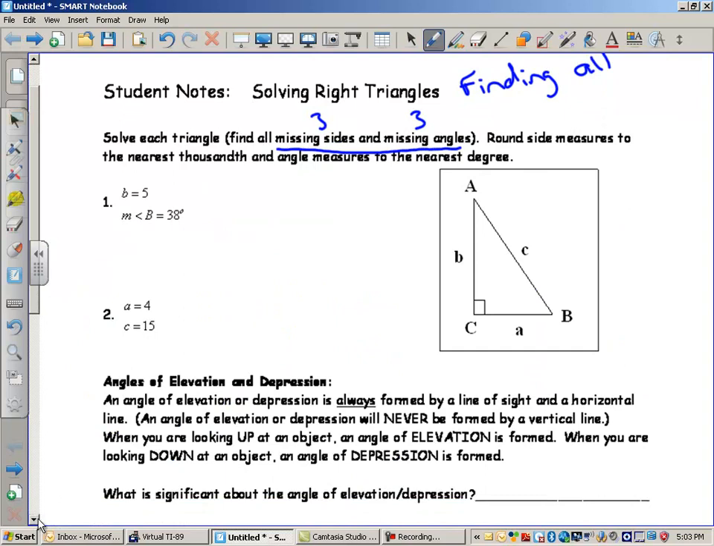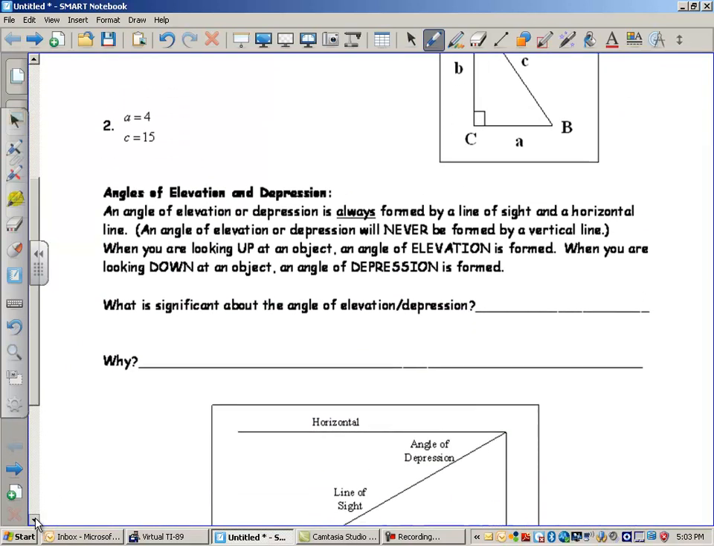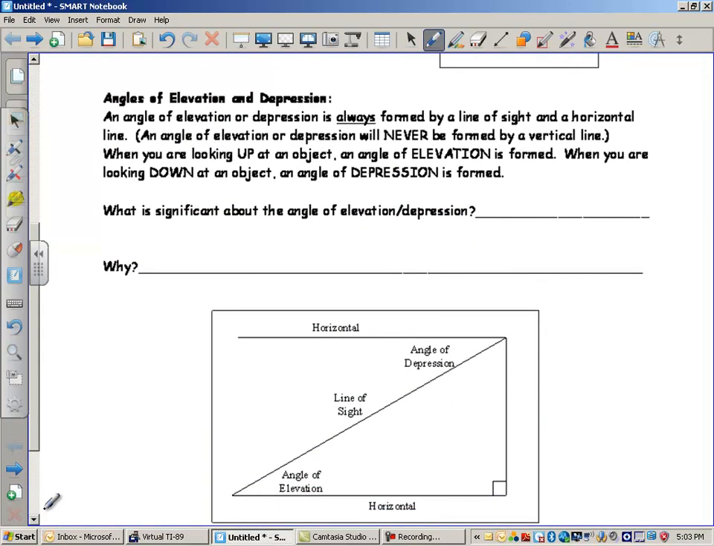All right, I want to get some vocabulary out of the way before we end this, and that's the angle of elevation and depression, because we're going to do some word problems. And when you're dealing with the angle of elevation and depression, you're going to find out that they are going to be the same measure. They are always the same. And the reason they are the same is because those are called alternate interior angles.